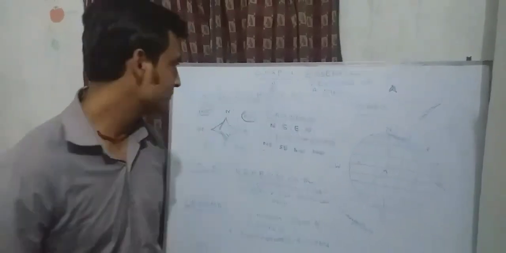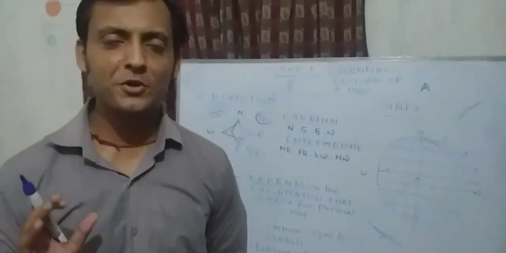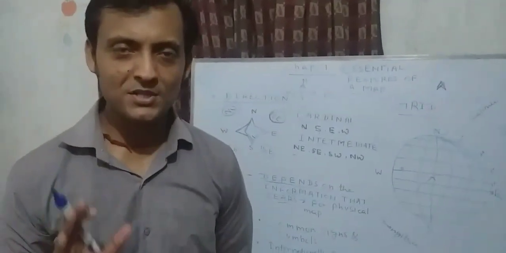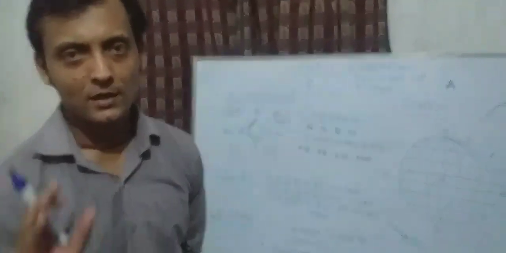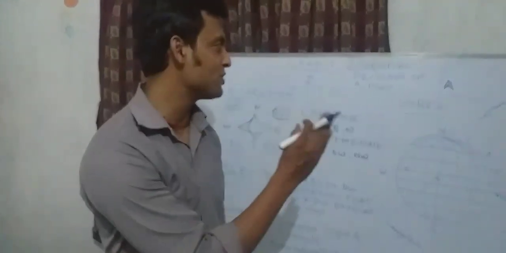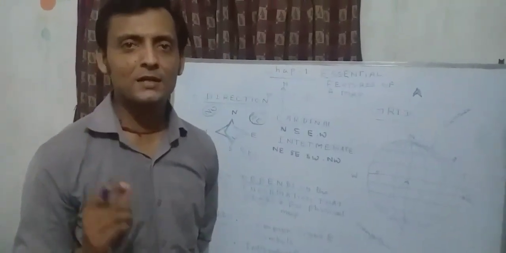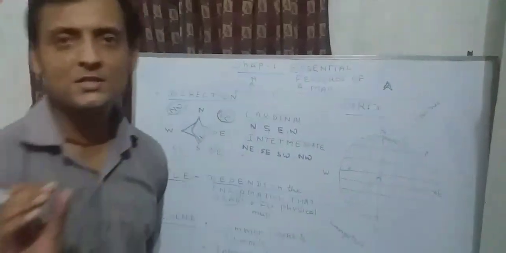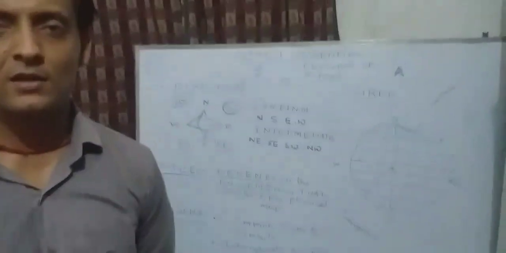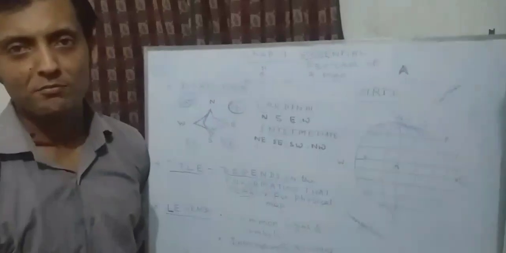Today we'll be discussing the essential features of a map. Students, during my last video lecture, I discussed three important points: sketch and plan, and another point we discussed was the essential feature of a map, in which I took only one point, that was scale. We have discussed scale so far, the types of scale and the definition of scale. Now in this video lecture we are going to see other important features of a map.